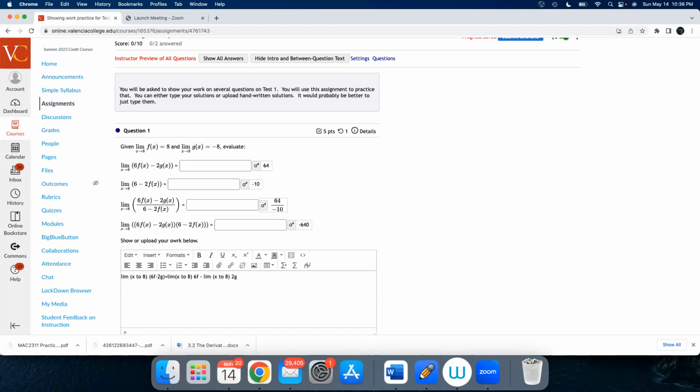And then you could just keep going across if you want. I'm saying I would accept this. This is really ugly. We're going to do better in a minute. Then I could pull that 6 out in front of that limit. Pull that 2 out from in front of this limit.